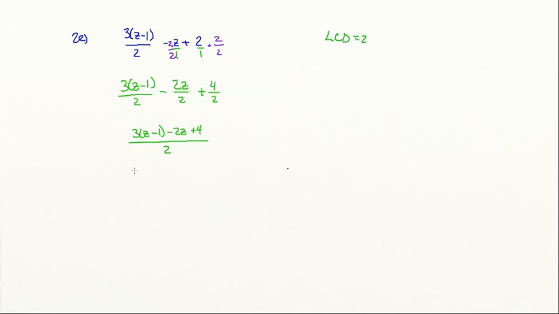So multiply those brackets. That's all you can do. You can't find exactly what z is, so you're just simplifying.